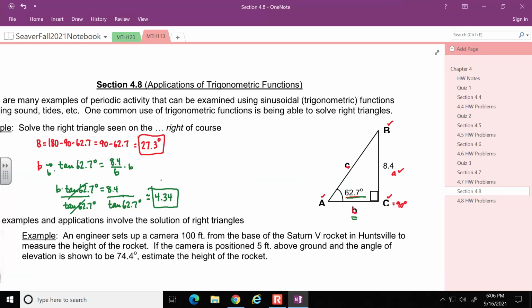Okay, so how do we find side C? That's the only thing we got left. Pythagorean theorem is probably the easiest. You could do the same thing, right? You could use a sine angle measurement. You could do all kinds of different things. You could pick a different angle to use. For most of you, though, you probably say Pythagorean theorem. So I'm going to say C squared, in this case, would equal 8.4 squared plus what I just found, 4.34 squared.